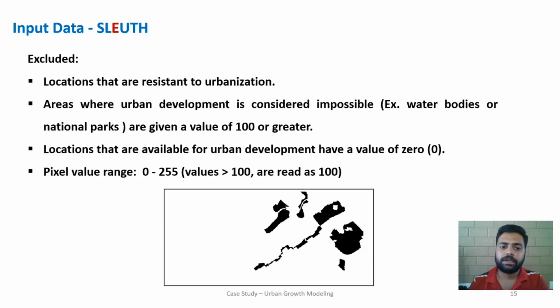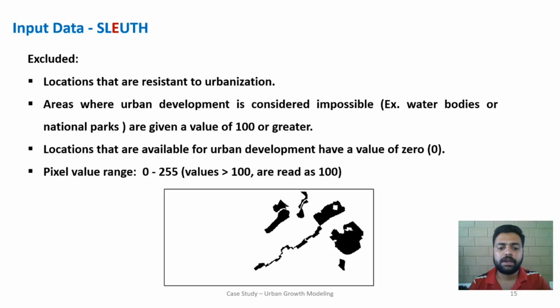These are locations that are resistant to urbanization. For example, it may be a lake, and if you want to conserve the lake for your future generations, that can be an excluded region. Or if you want to take any military or any other area, that can also be resistant to urbanization. So here, areas are considered where urban development is considered impossible in future, for example, water bodies, natural parks, national parks, etc. These are given values of 0 to 255.